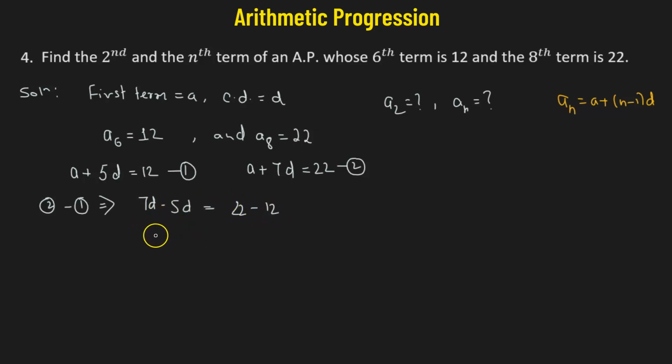So 7 minus 5, that is 2. So we have 2d equals 22 minus 12, which is 10. That means the d value will be 10 over 2, which is 5. So we have our common difference with a value of 5.